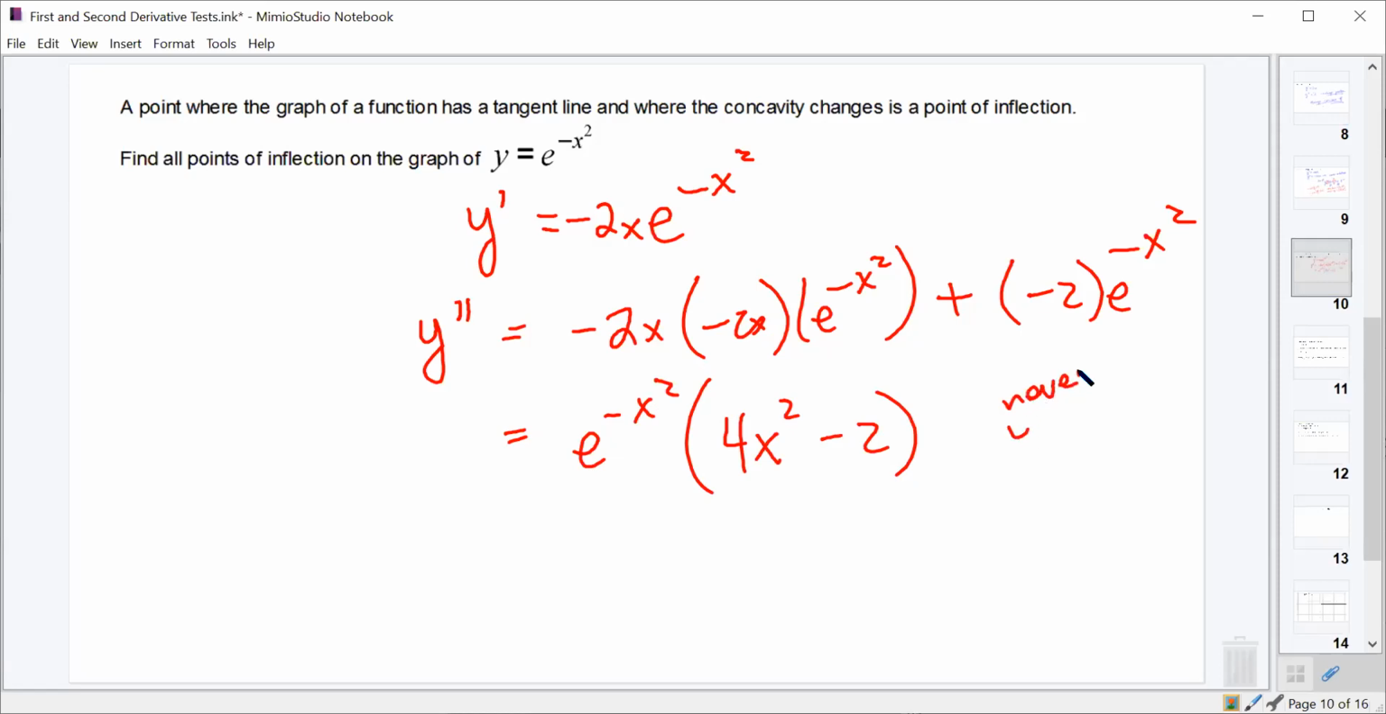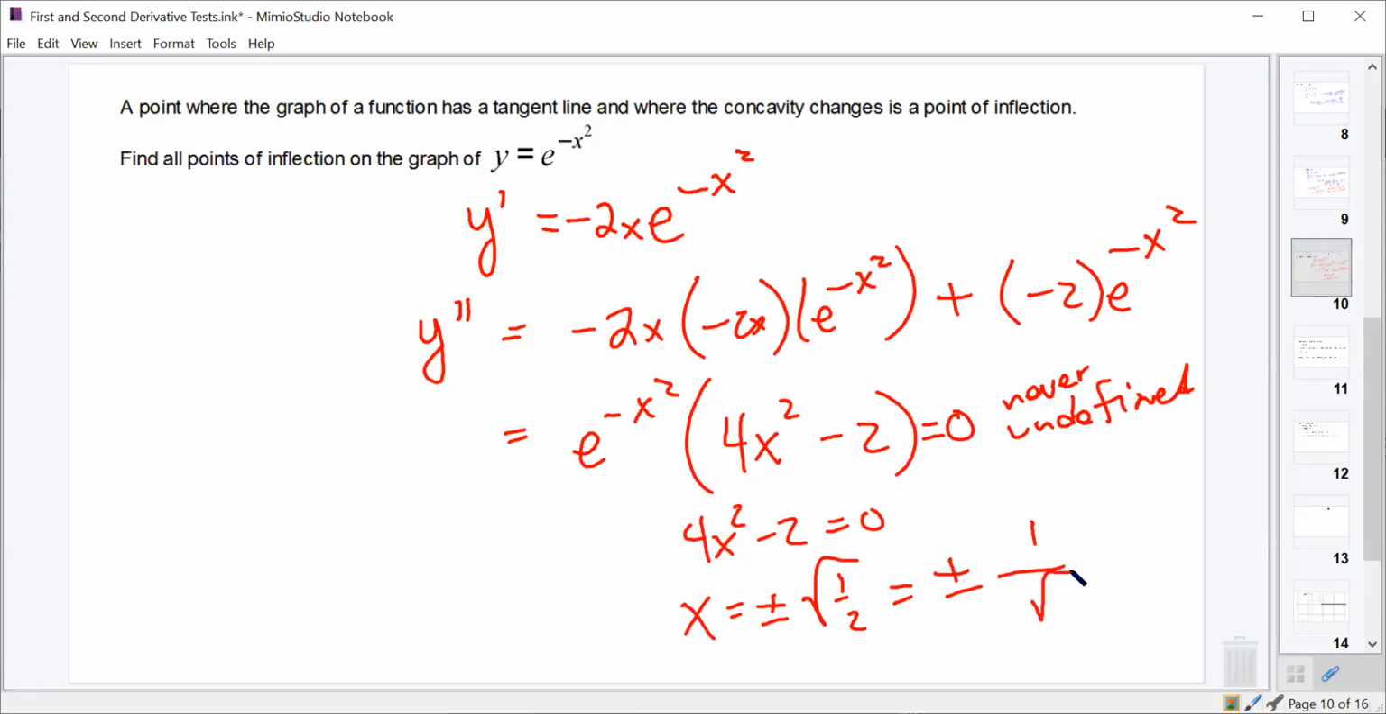Never undefined still, right? Because I can do 4x squared minus 2 to any number, and I can square any number, and make that thing negative, and I can raise it as a power of e for anything. So never undefined. Then we'll see when it's equal to 0. Is e to the negative x squared ever going to equal 0? Nope. So all we have to do is set the 4x squared minus 2 part equal to 0, which gives us x equals plus or minus what? The square root of a half, or plus or minus 1 over root 2. Good or no?